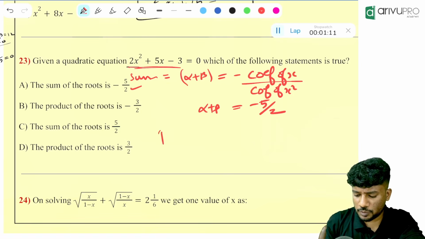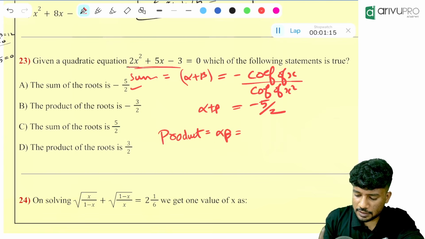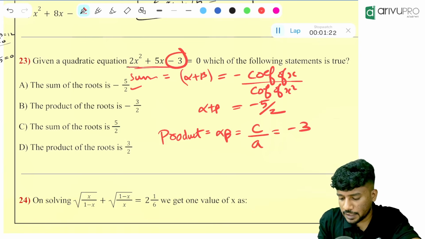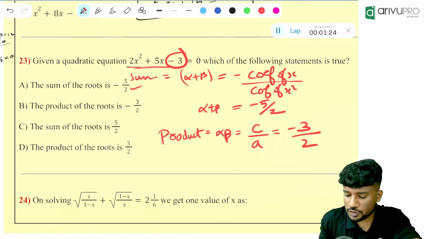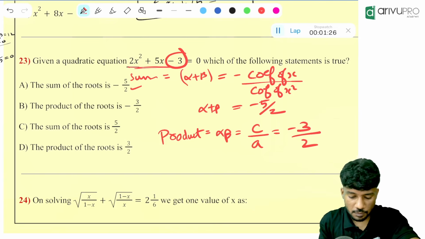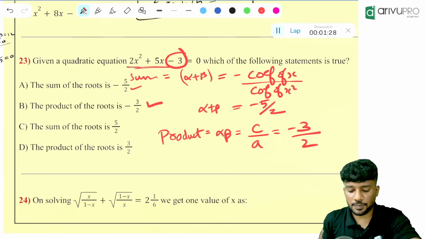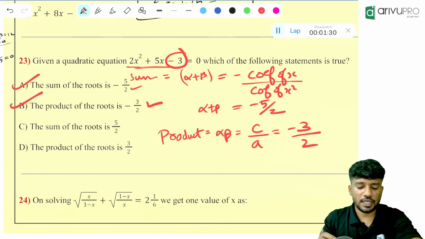Now what is the product? Alpha beta is nothing but C divided by A. What is the value of C over here? Minus 3, divided by 2, which is equal to minus 3 by 2. That is option B. Which options are correct? Options A and B are correct.